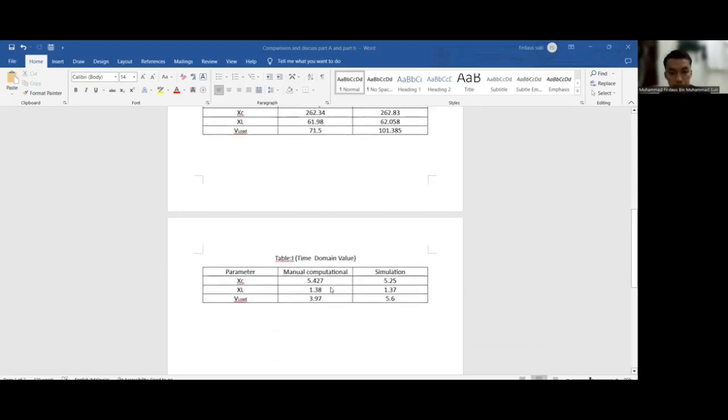Next is the time domain. For XC and XL it's not far different, but for the load it's a little bit different.